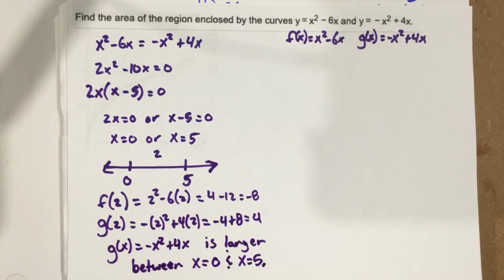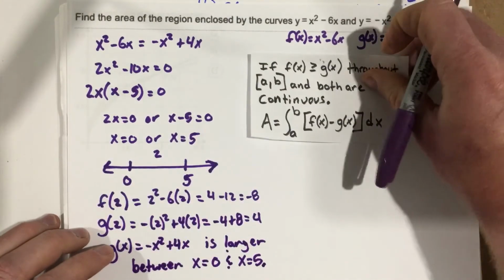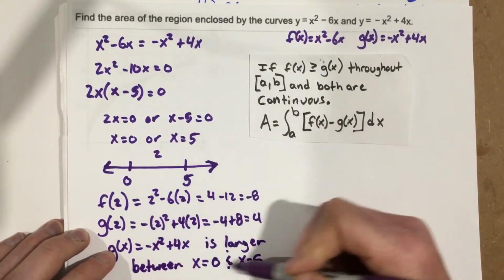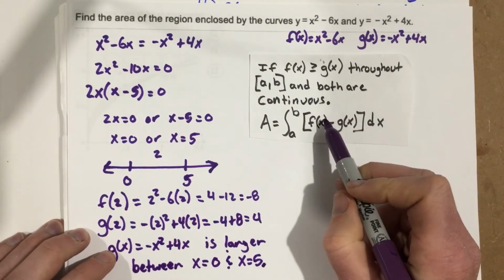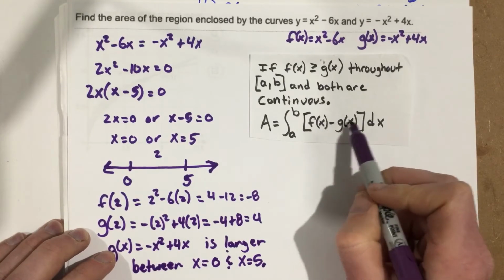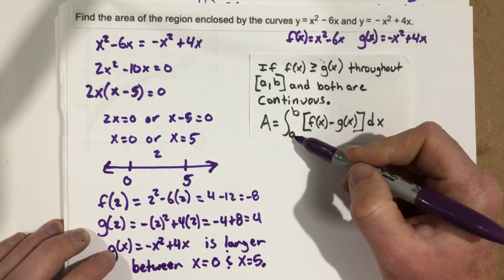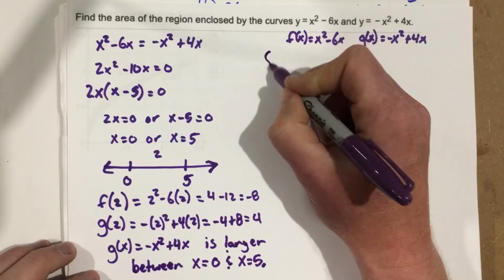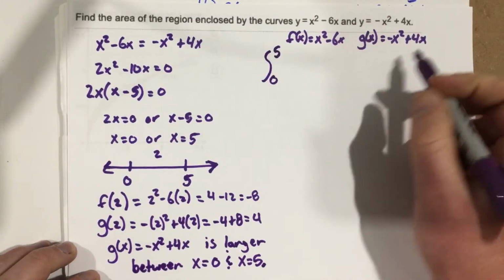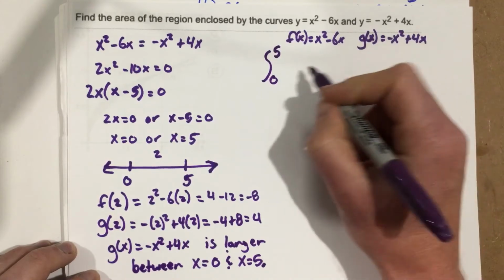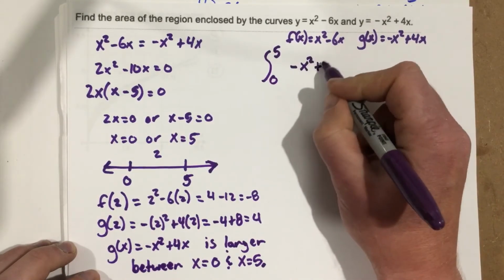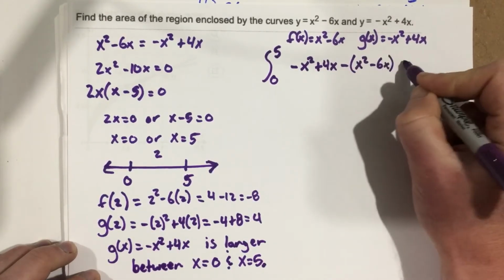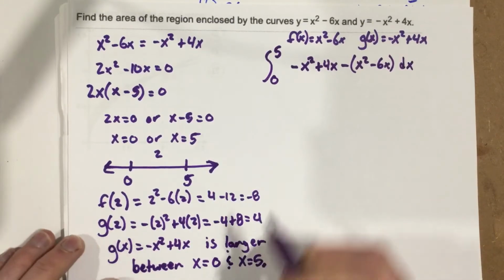So because we know it's larger, we can go to our f of x greater than or equal to g of x throughout this interval 0 to 5, they're continuous there. Then this larger function, we're going to take subtracting the smaller function, and we're going to integrate it from our x values, which are 0 to 5. So we want to do the integral from 0 to 5 of the g of x function, so negative x squared plus 4x minus x squared minus 6x, with respect to x.